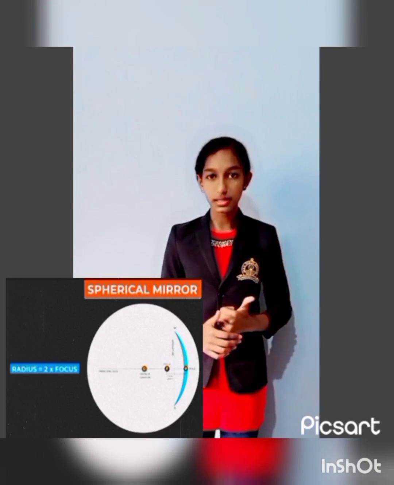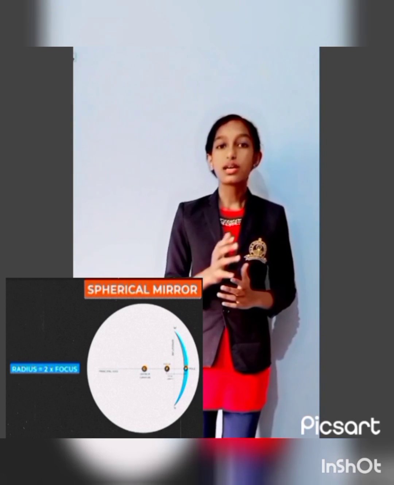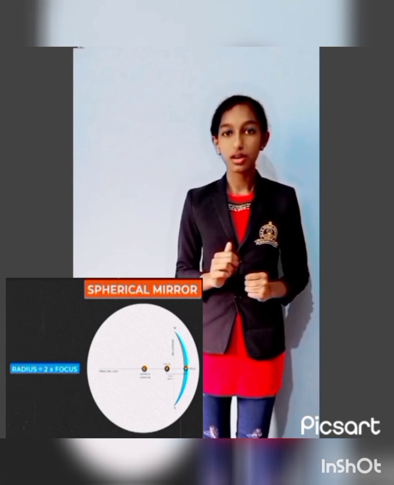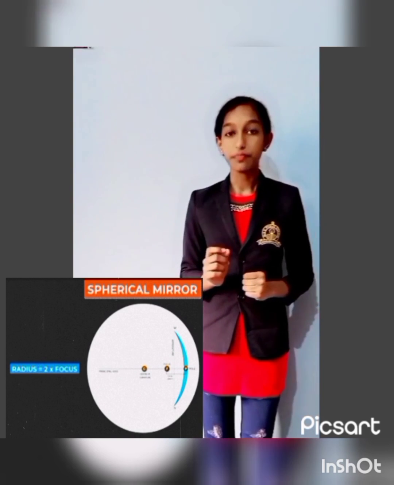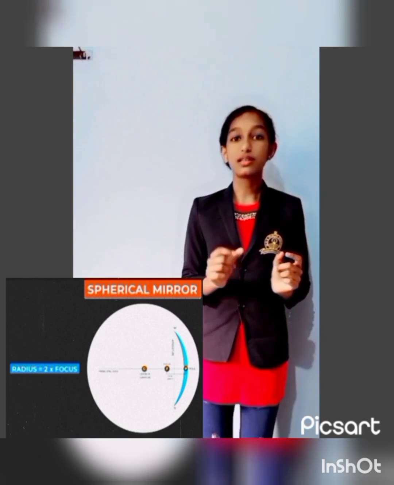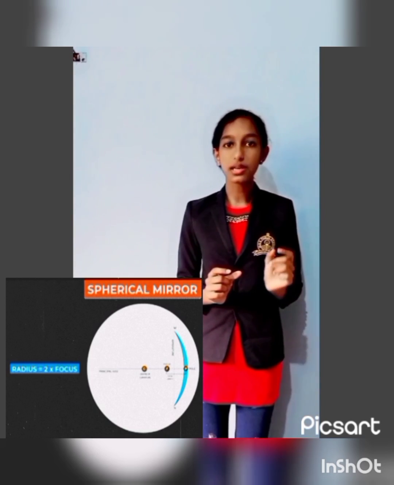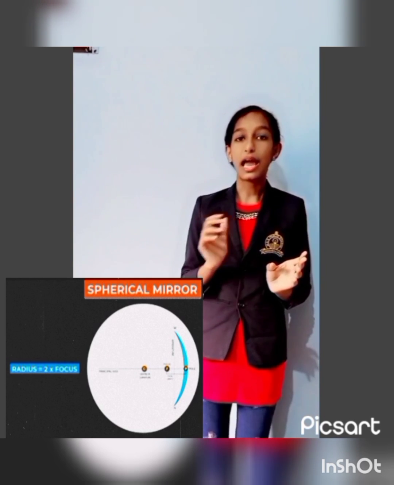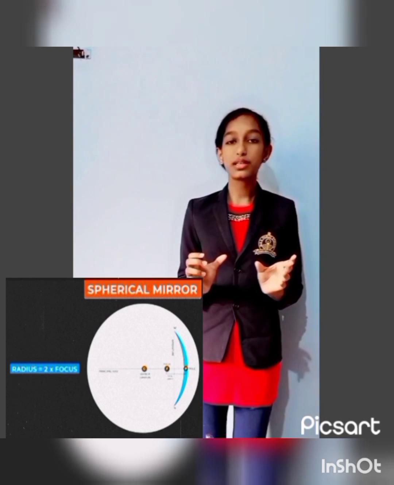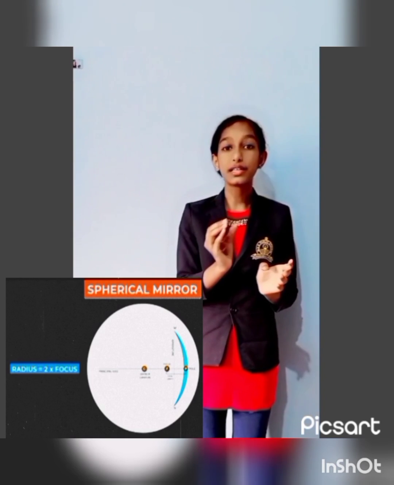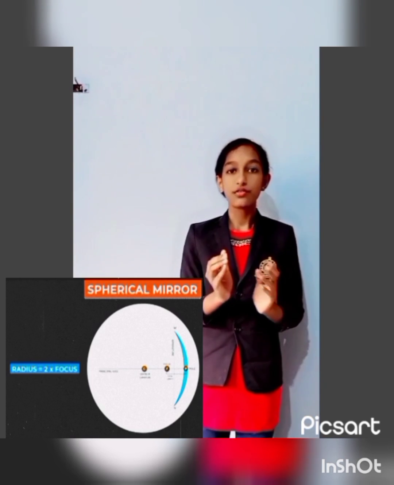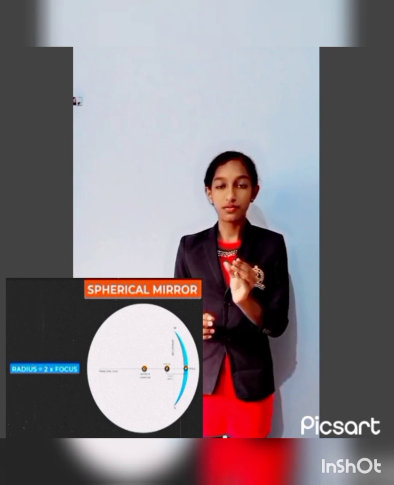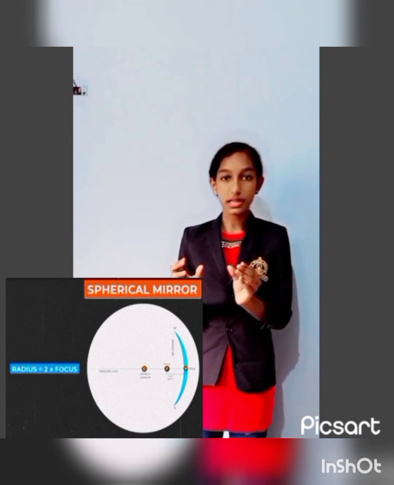As you can see in this image, the blue part is known as a spherical mirror. The center of this spherical mirror is known as the pole, which is denoted by capital P. And the center of the sphere from which the mirror is cut is known as the center of curvature. The length between the center of curvature and the pole is known as the radius, which is denoted by capital R. And the midpoint of the radius is known as the focus, which is denoted by capital F. And the length between the focus and the pole is known as the focal length.